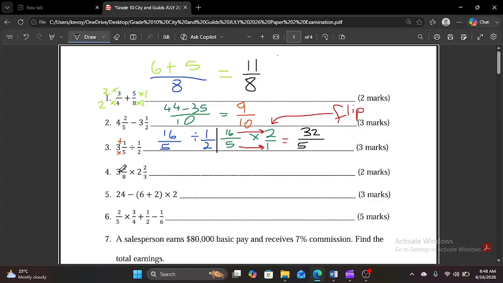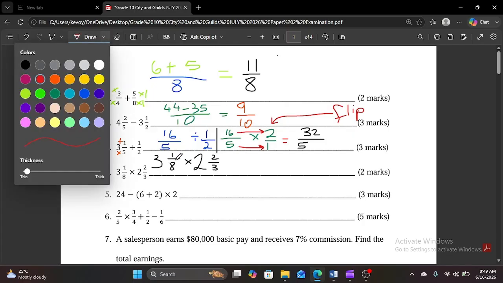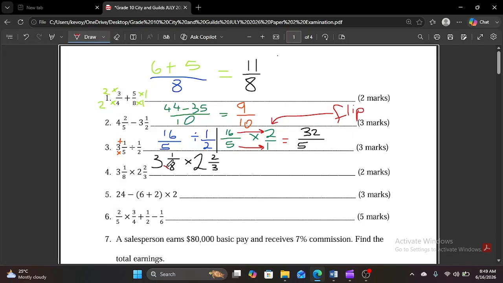Moving on to question 4. We end up multiplying two mixed fractions. What you do is you first convert these fractions. That's going to be 3 and 1 over 8 times 2 and 2 over 3. We're going to end up multiplying and then you add.